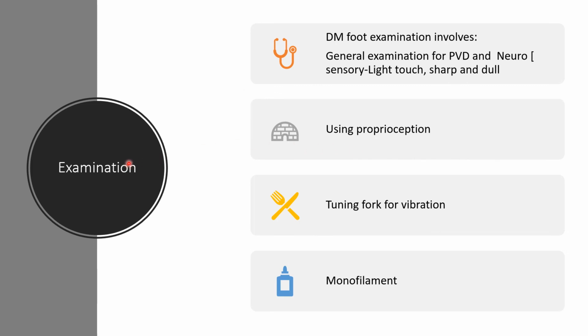Examination when it comes to neuropathy. We have the diabetic foot examination that will involve general examination for peripheral vascular disease and neurological examination for sensory, that is light or sharp touch and dull and pain and so on. We can use proprioception and tuning fork for vibration or monofilament.